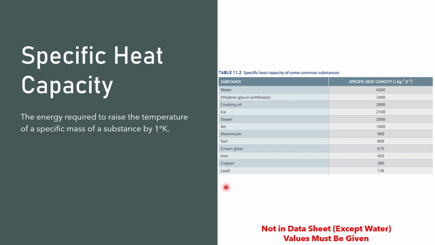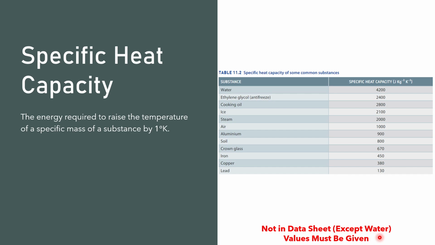Here I have a table showing some different specific heat capacities for some common substances. They're all measured in joules per kilo per Kelvin. In other words, how many joules is required to raise your substance by a degree Kelvin for every kilo which is present. It's really important to note that this information is not in your data sheet, with the exception of water, and I'll be showing you that in the next slide.